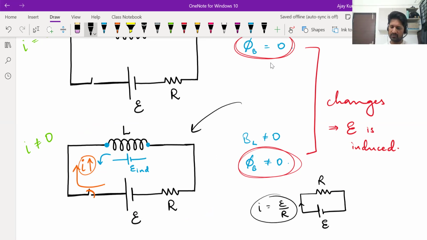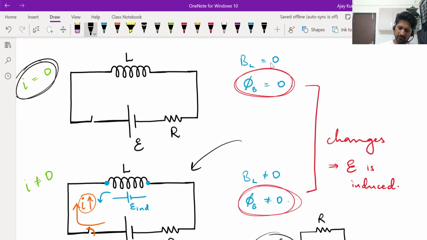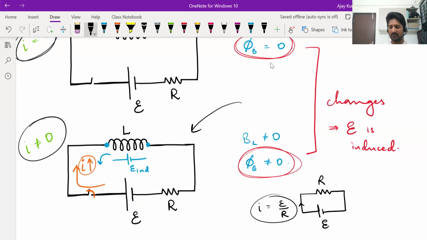When the switch was open, there is no current. When the switch is closed, we expect it to become I is equal to E by R. But the current won't increase suddenly to E by R. Why? Because when the current is increasing, the induced EMF opposes the current. So it won't allow the current to become E by R. It will take some time to attain that value. So what is the inductor effectively doing here? It is preventing a sudden increase in current.